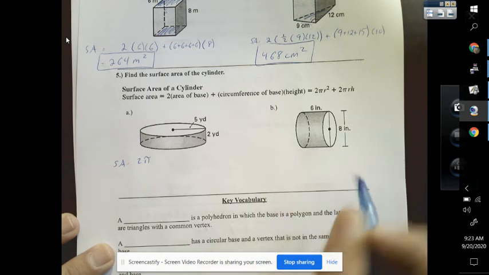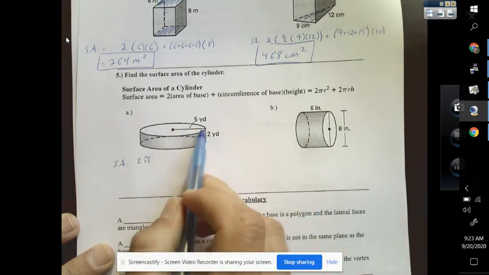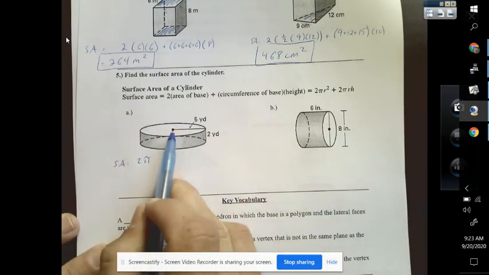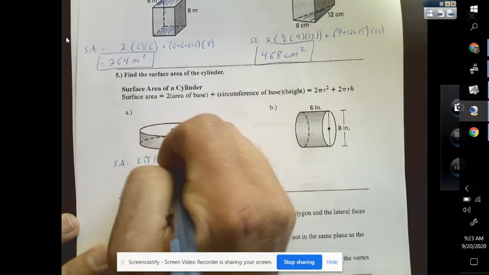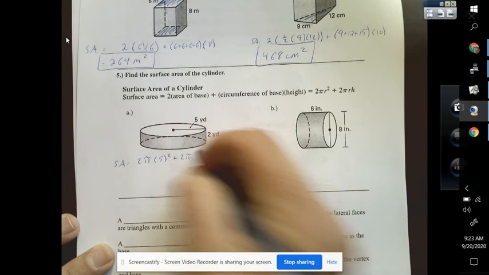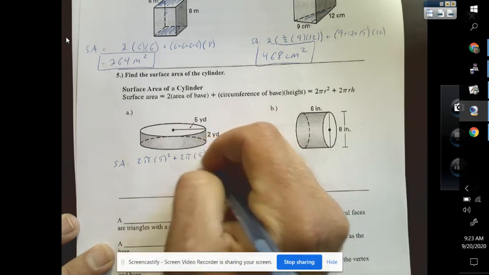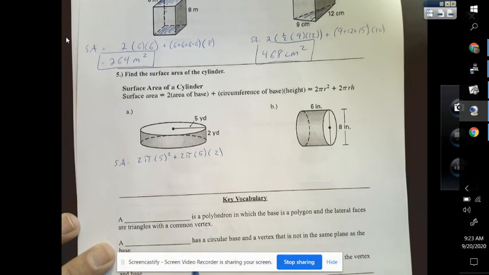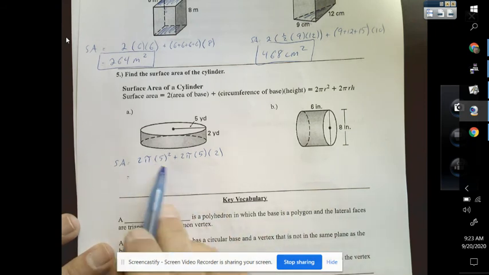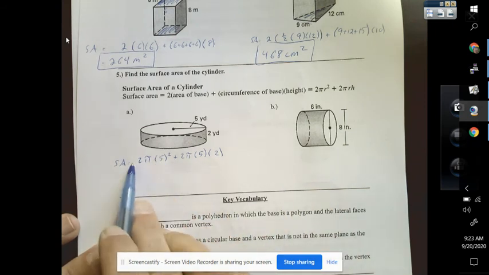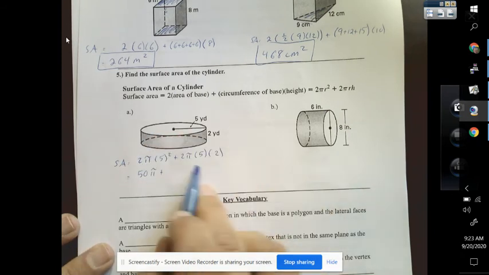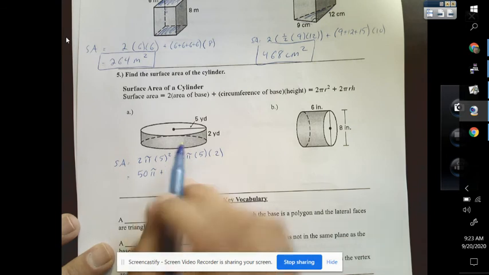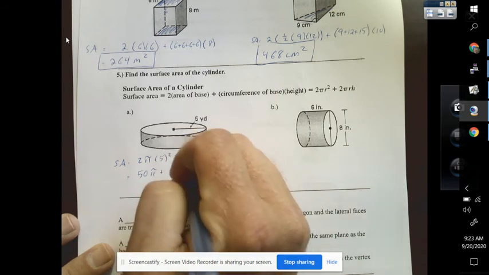2 pi r squared, my r in this problem. Guys, here's your circle. The radius starts in the center of your circle and goes out. So it's 5 squared plus 2 times pi times my r, and then my height is the number that's left over, 2. Here's the deal for this one. 5 squared is 25 times 2 is 50, so 50 pi, plus over here, 5 times 2 is 10, times 2 is 20, 20 pi.